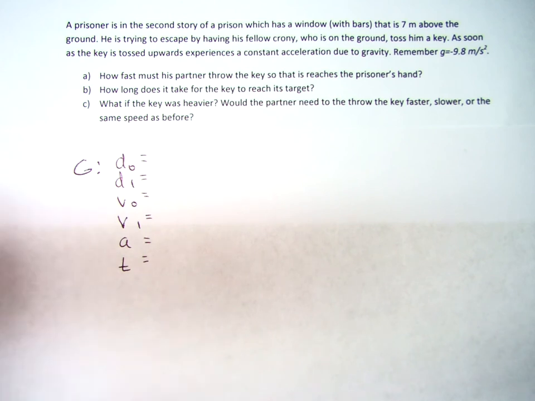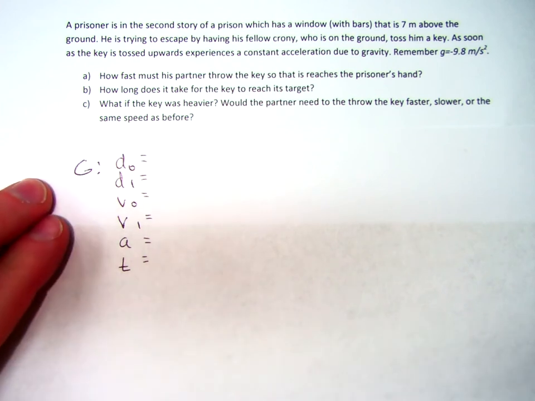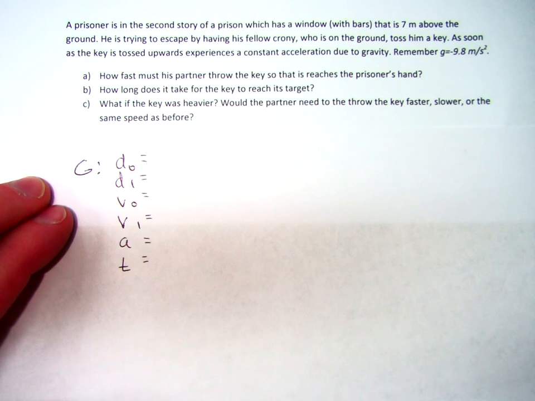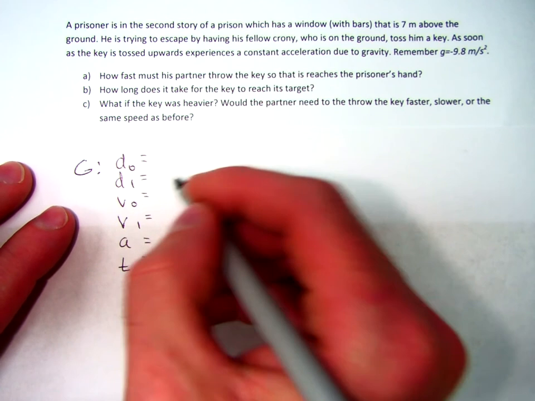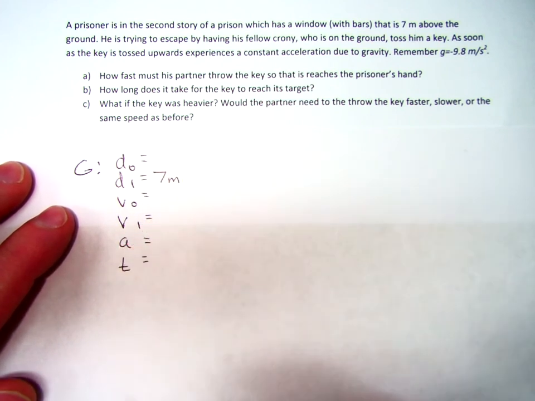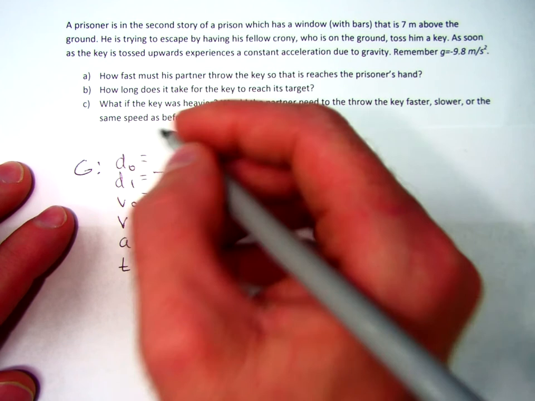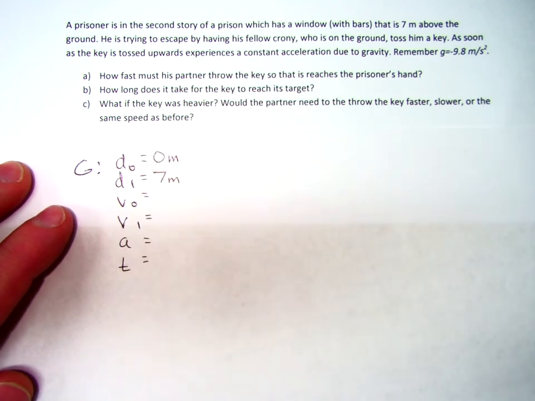Prisoner's on the second story of a prison, which has a window that is 7 meters above the ground. Okay, so the key is going to be tossed to the prisoner, and so it has to end up 7 meters above the ground. So D1 is going to be 7 meters. If the key starts at the ground, we can assume that it's at 0 meters. Now you might say, well, the key's not starting at the ground, it's starting above the ground because it's in the fellow prisoner's hand. Well, they don't give us that information. They don't tell us how tall he is, so we're going to assume that it starts from the ground, 0.